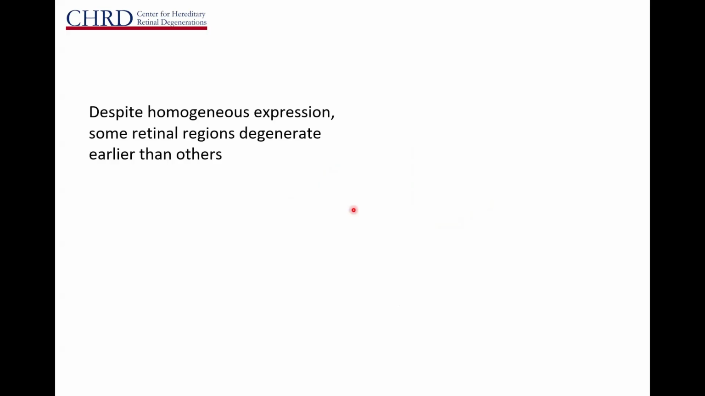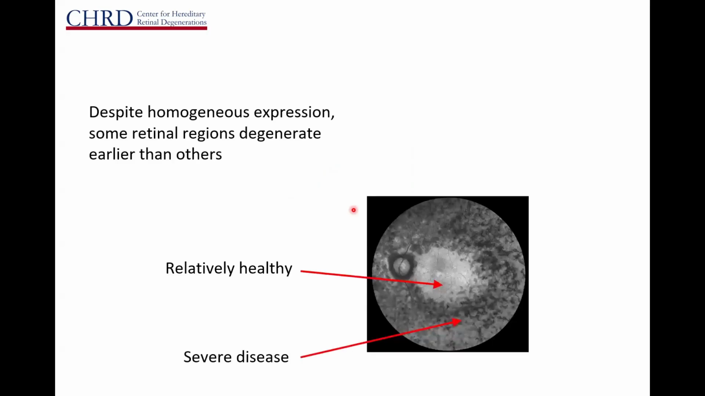There is obviously often a homogeneous expression across the retina of the mutant protein or the enzyme, but we all know in the retinal field that some retinal regions degenerate earlier than others. There are certain areas that are relatively healthy and certain areas that are relatively severe or very severe at any given time point. And both cell autonomous and cell non-autonomous, and stochastic and developmental effects probably all combine and overlap to produce these spatial distributions of disease that we see.